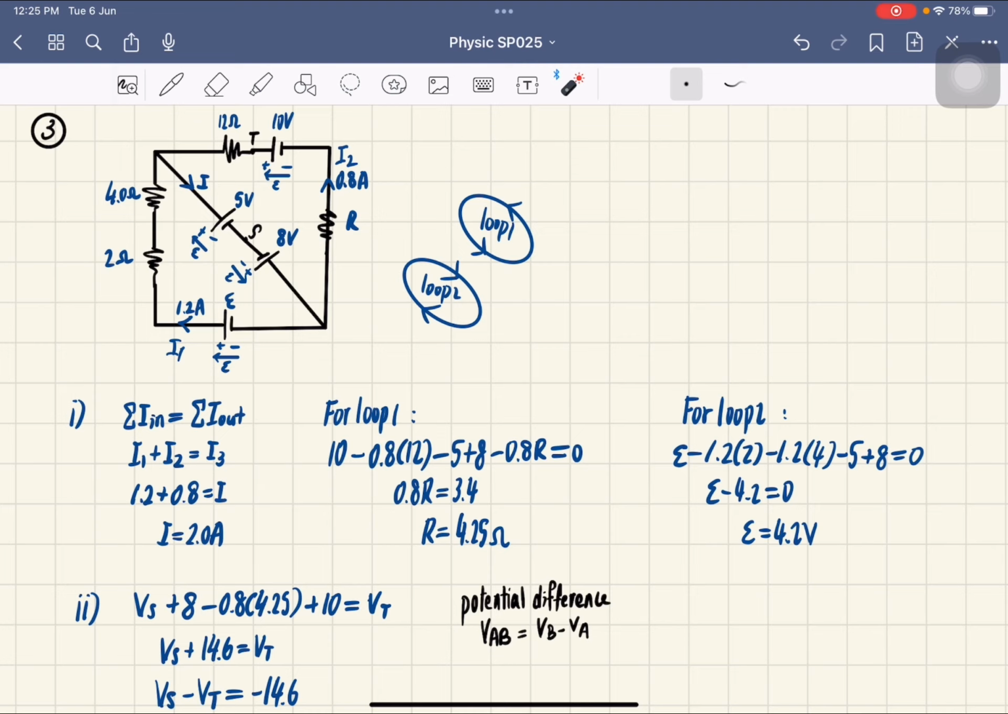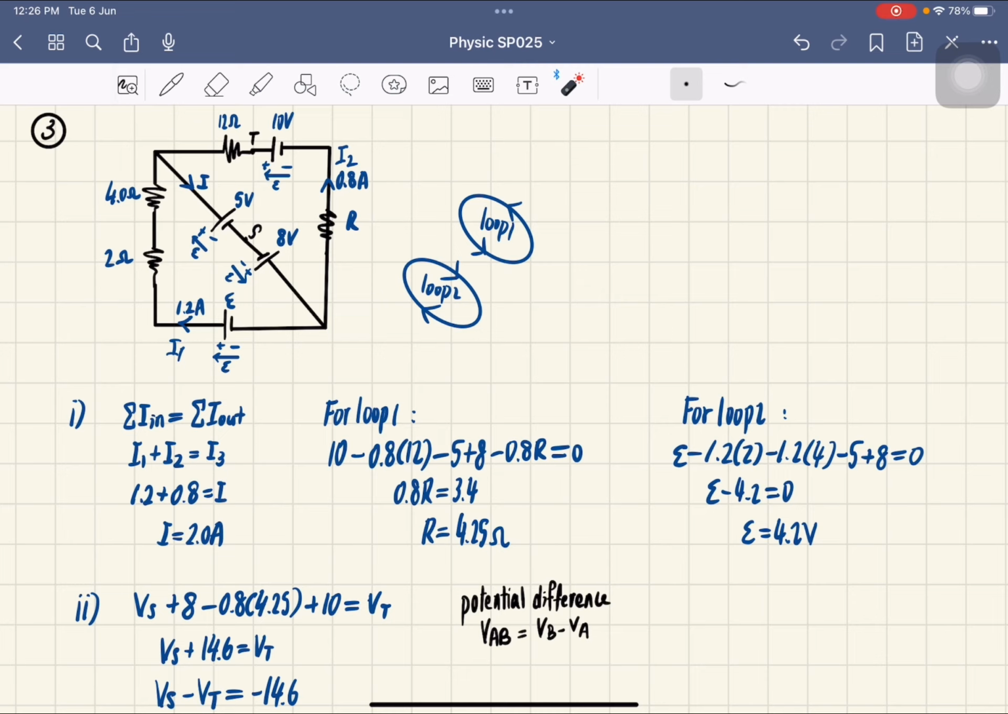Okay, for finding the potential difference between S and T, I use this pathway instead of this. You all can use this also, both work. Then the first one I pass through is the 8-volt battery. The direction I pass through is the same as the EMF direction, so I get +8. Then for the 4.25 ohm resistor, the direction that I pass through is the same as the current direction through the resistor R, so I will get -0.8 ampere times 4.25 ohm of the resistor R.